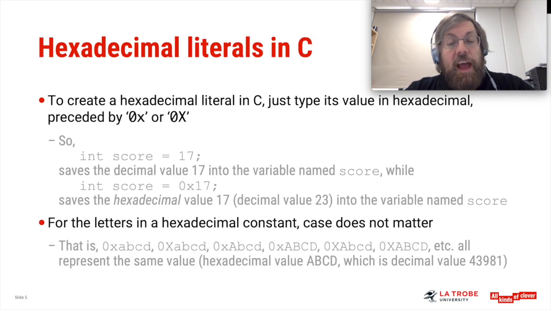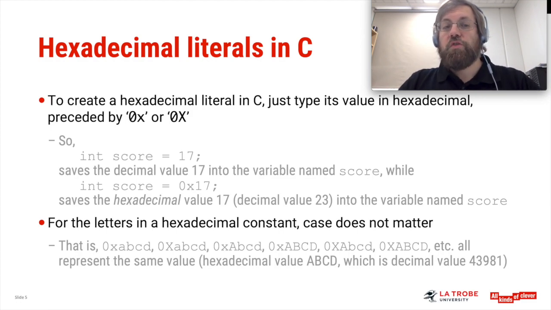If you want to create a hexadecimal literal, just type its value in hexadecimal preceded by either 0 lowercase x or 0 capital X. So 0x, your number, is how you type in a hexadecimal literal. So int score, once again, equals 17, saves the decimal value 17 into the variable named score, while int score equals 0x17 saves the hexadecimal value 17, which is equivalent to the decimal value 23, into the variable named score.